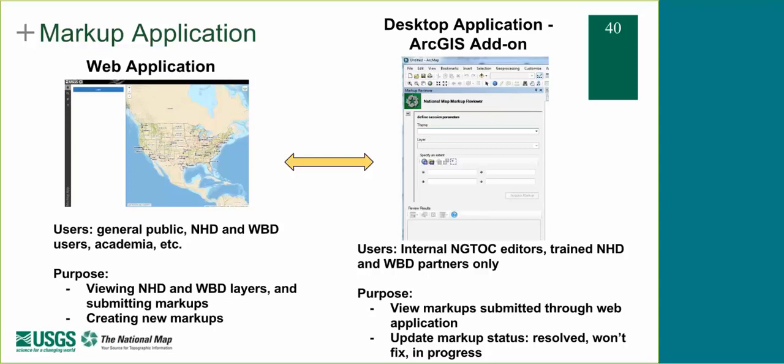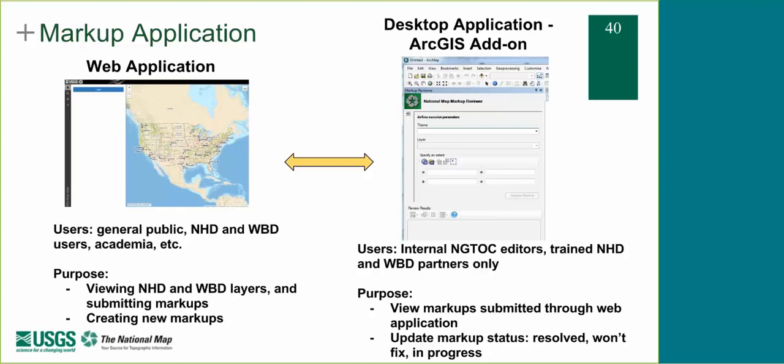Internally, how do we consume those markups? We have an ArcGIS add-on in ArcMap, and this will be provided to our internal NGTOC editors, as well as our trained NHD and WBD partners in the States, who would help us to implement those markups into the ingredient data sets. So they will be able to submit queries to query the markups from the web application, and they'll be able to change the status for the markups. If they accept the markup, if it's validated, they'll flag it, and then they incorporate the change into the ingredient data set. They would flag it as resolved.